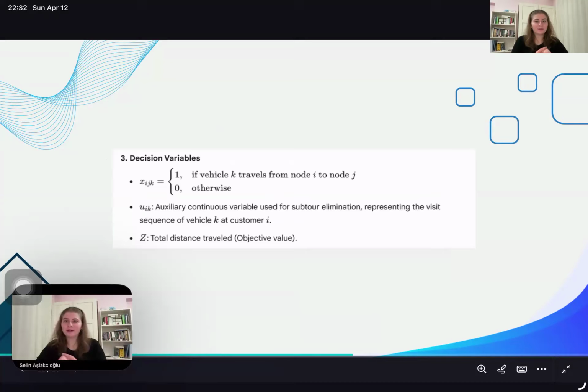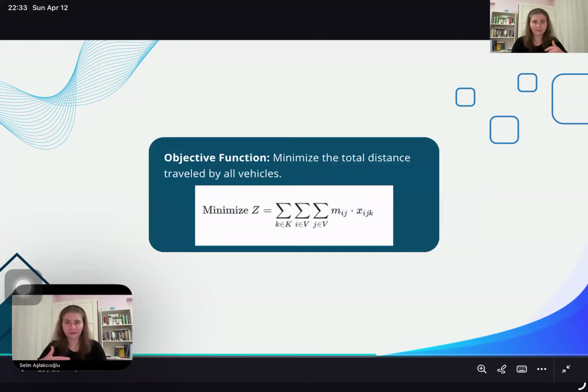These are our decision variables. x_ijk equals 1 if vehicle k travels from node i to node j, 0 otherwise. Auxiliary continuous variable u_ik is used for subtour elimination. It represents the visit sequence of vehicle k at customer i. And Z is total distance traveled. This is going to be our objective value.